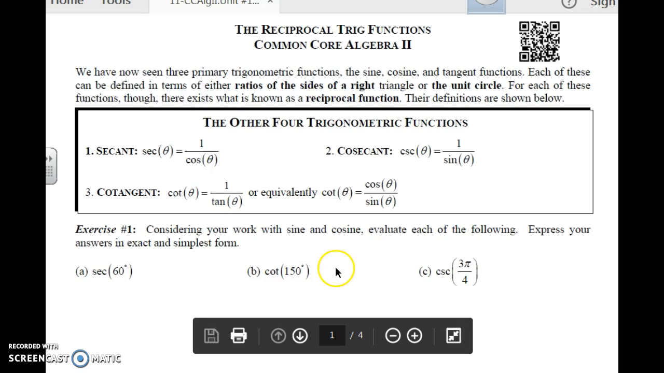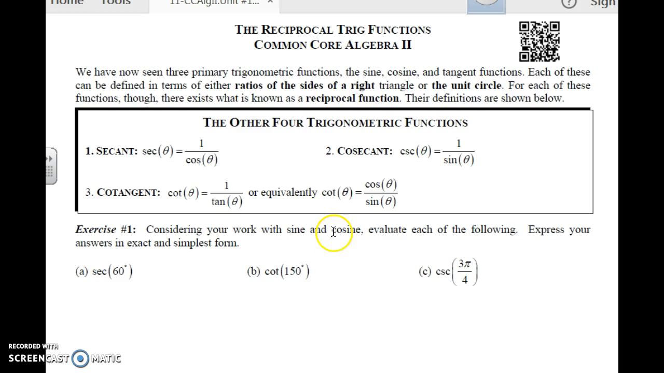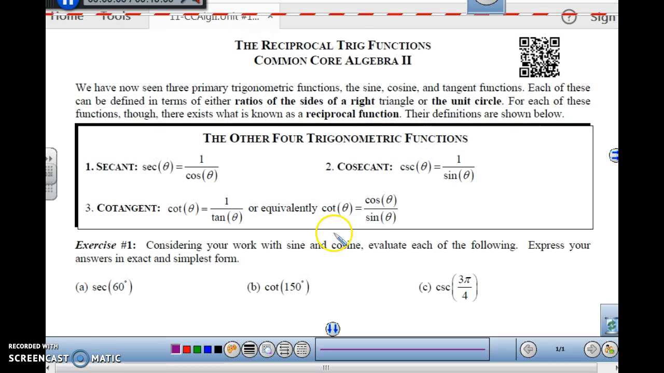This is Algebra 2, Unit 11, Lesson 11, on the reciprocal trig functions. Now, we have seen the three primary trig functions, which are sine, cosine, and tangent. Each of these can be defined in terms of the ratio of the sides of a right triangle or on the unit circle. So we know SOHCAHTOA for those. However, there are other functions that go with them.